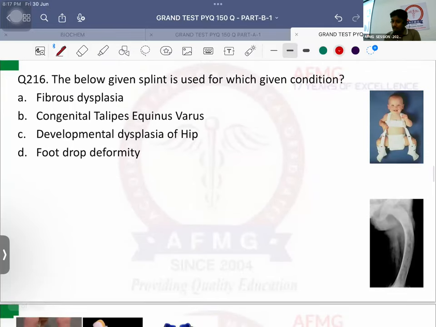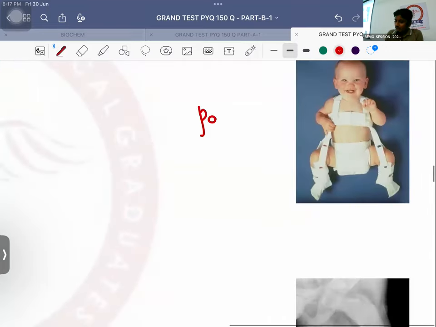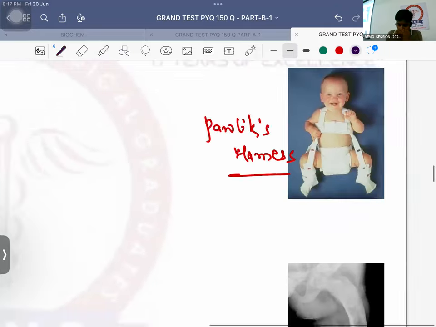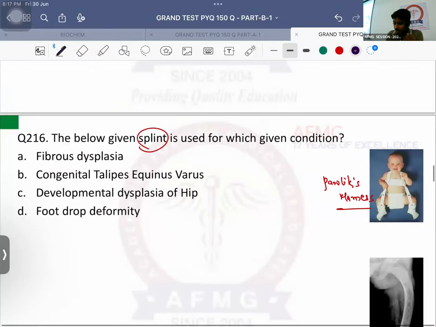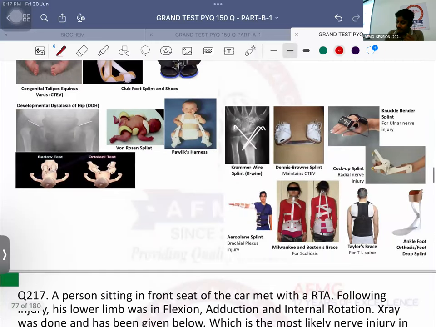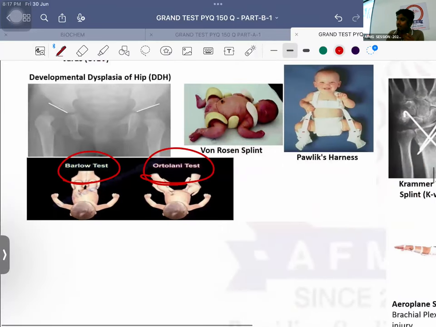Question number 6. The below given splint is used in which condition? What is the splint known as, anybody? Pavlik harness. And Pavlik harness is used in which condition, anybody? It is used in DDH, that is developmental dysplasia of hip. Which are the two tests performed in DDH, anybody? Barlow's test and Ortolani's test. Please know the names. And the splint which can be used is known as the Von Rosen splint.